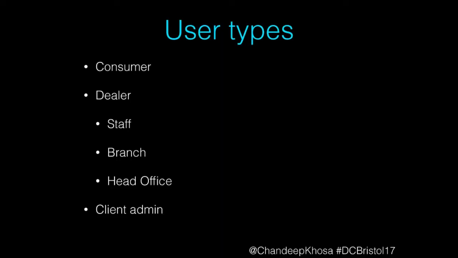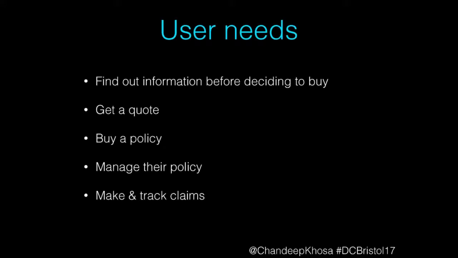Some of the different types of users I've mentioned already. You've got consumers, and then those types of dealers, you've got staff in an actual retail store. You've got their branch admins that can see all of the data within their branch, and you've also got the head office users. So in some of these cases, you may have 900 branches and then one head office dealer, and in some cases you've got sole traders who are effectively a head office and a branch at the same time. So some of the needs of the website are to inform people on a purchase to decide to purchase, purchasing via getting a quote, getting a policy and making claims and managing their policy.